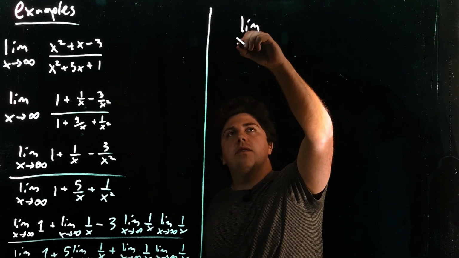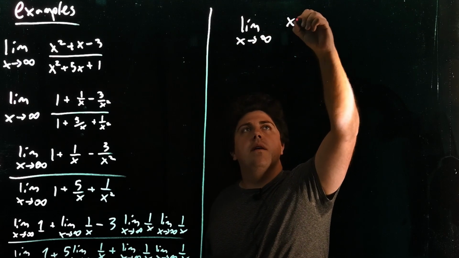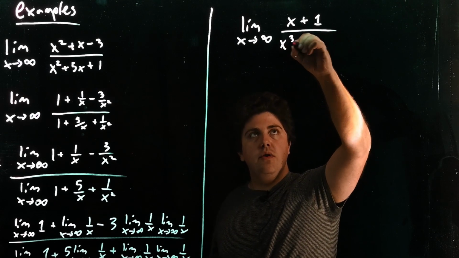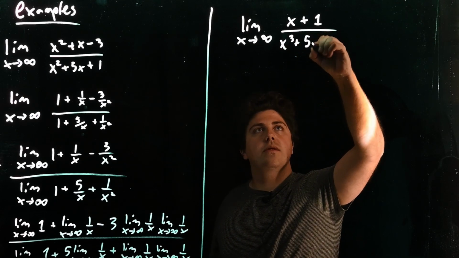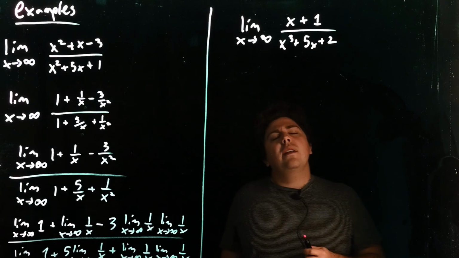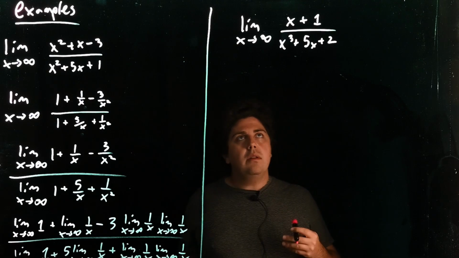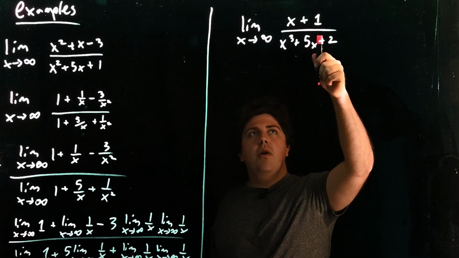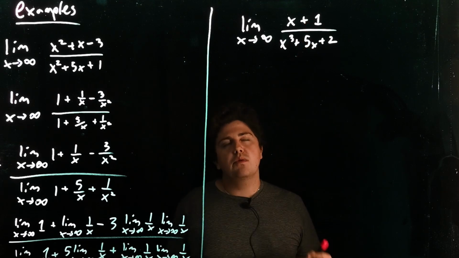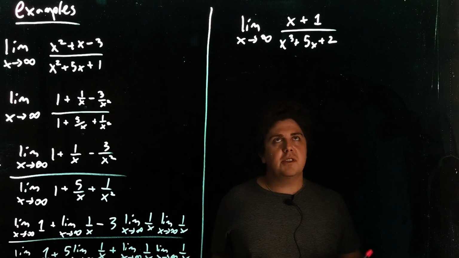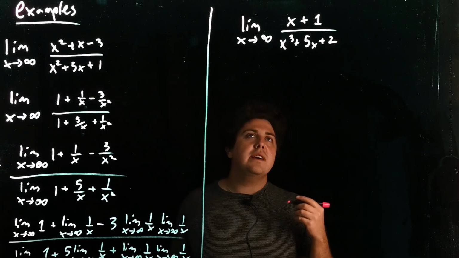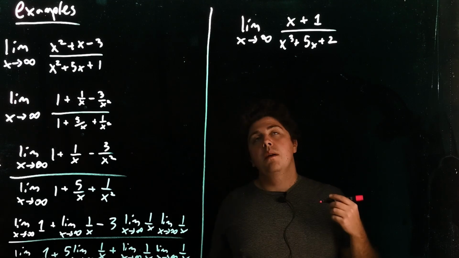Let's say we take the limit as x goes to infinity of x plus 1 all over x cubed plus 5x plus 2. So let's take a gander at this. What is going to happen here? Well, the degree of the top is smaller than the degree of the bottom, so we sort of expect the bottom to grow larger than the top. So you might guess that this should go to 0, because we have a lower degree thing which doesn't grow as fast as a higher degree thing, so we expect this limit to be 0.